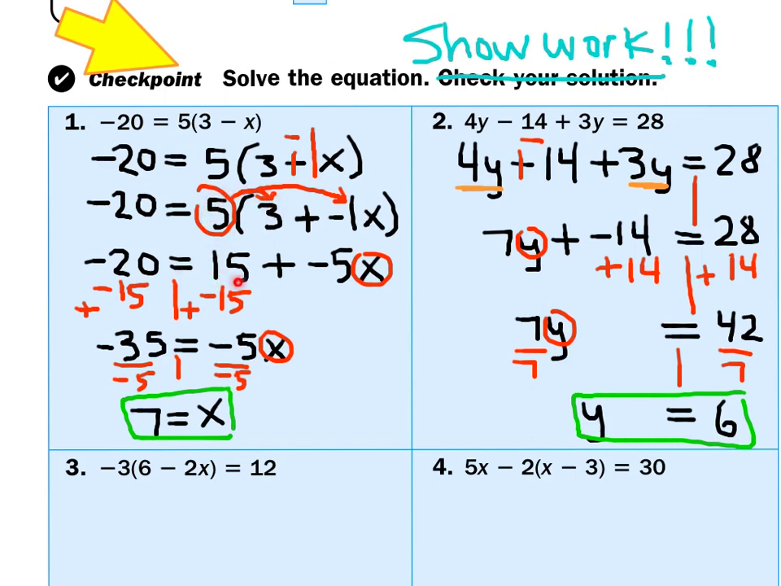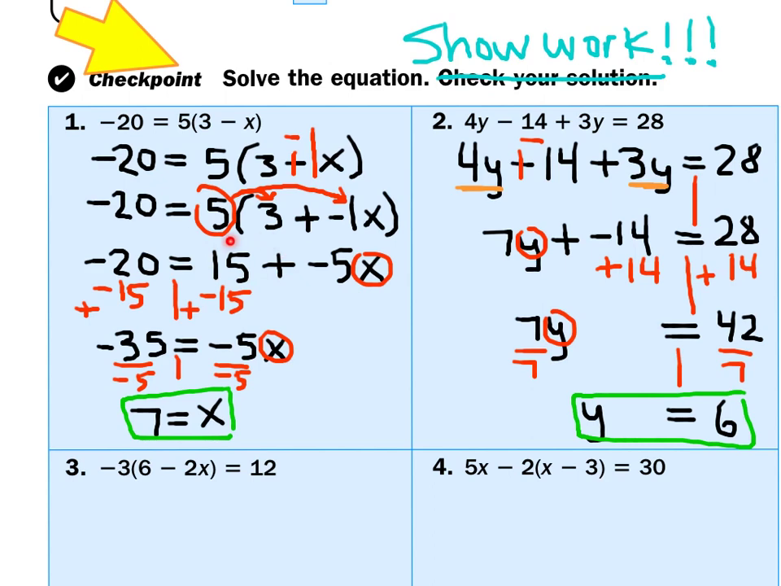5 times 3 makes 15. Let the plus sign drop down, and then 5 times negative 1x makes negative 5x. So now you have negative 20 equals 15 plus negative 5x. Now you're ready to destroy things, okay? So with your red, circle the variable, bring down the wall.